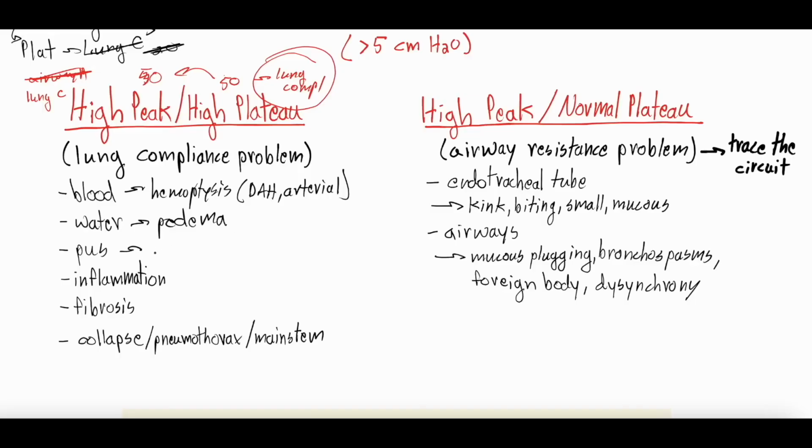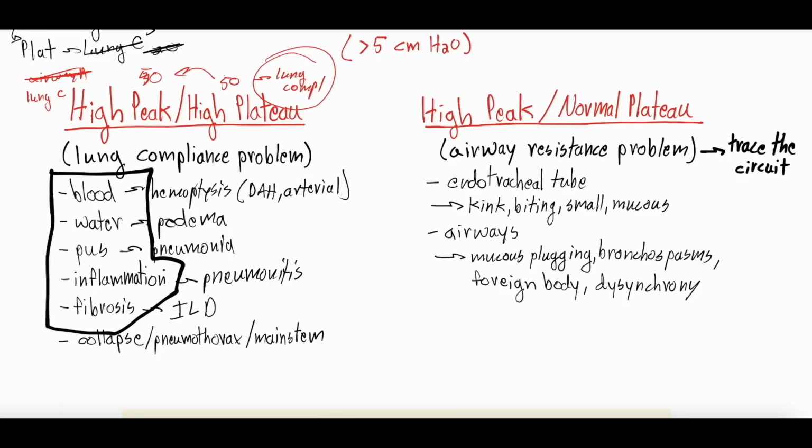Water, so things like pulmonary edema, can cause an abnormal lung compliance. Pus being infection, so things like pneumonia. All right, inflammation can be from anything. Let's say you have pneumonitis from, maybe you aspirate and you have aspiration pneumonitis. Maybe you're on some type of chemotherapy agent that causes medication-induced pneumonitis. So any inflammation in the lung. And then fibrosis, right? Fibrosis can cause the lungs to have decreased lung compliance. So maybe it's like interstitial lung disease causing fibrosis. So if you remember these, that gets you through most of the things that can cause an abnormal lung compliance.